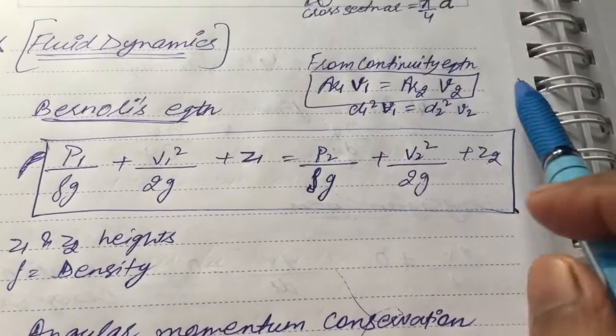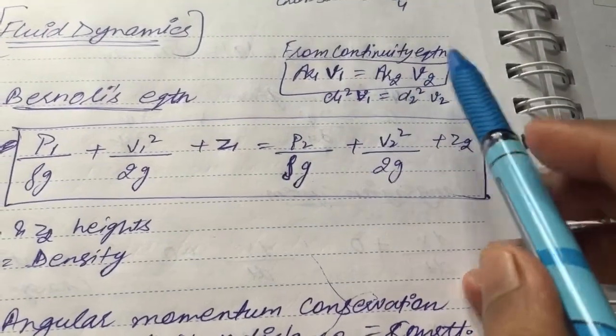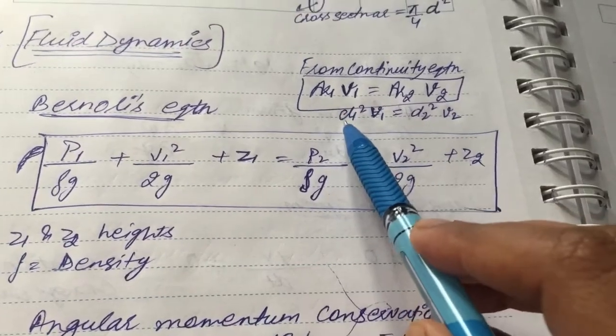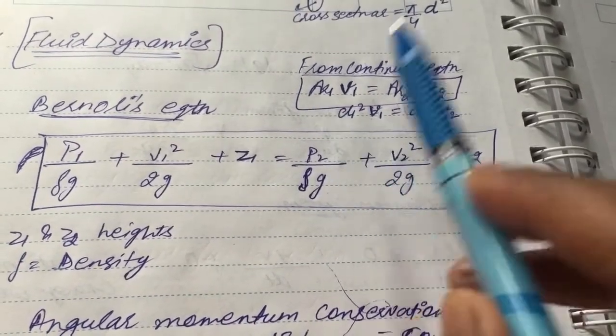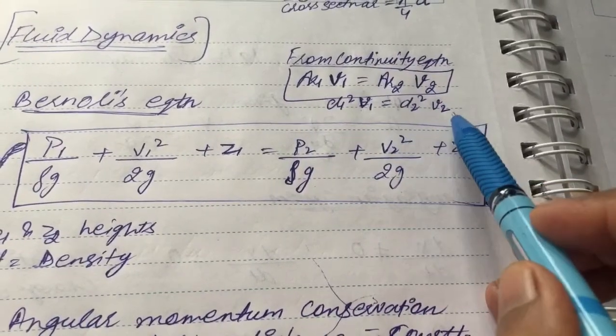And from the continuity equation, area 1 into v1 would be equal to area 2 into v2, or d1 square into v1 is equal to d2 square into v2. Here d1 is the diameter of the first surface.